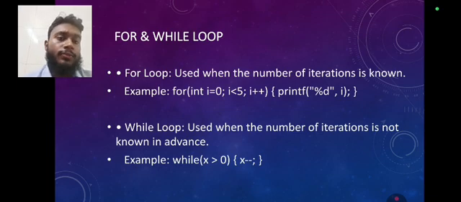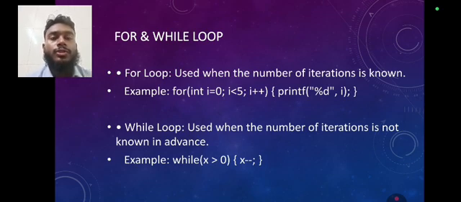As an example, if we see it in code, if we take an integer i equals 0, which is less than 5, it works like this: if the condition is true, then the loop will run again. It will run until the condition becomes false.